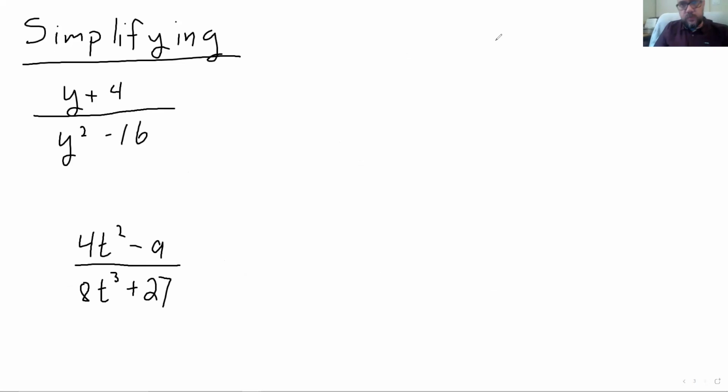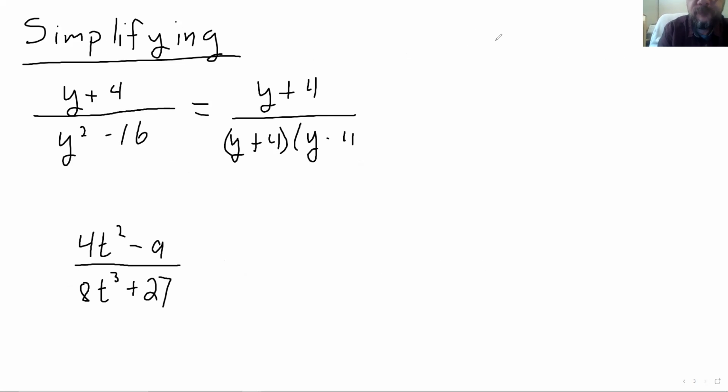So here's what I'm going to do. The first thing we're going to do here is factor the bottom, and I'm going to notice that the bottom is a difference of squares. So I'm going to use my difference of squares formula. It's y plus 4, y minus 4. So now my bottom is y plus 4, y minus 4.